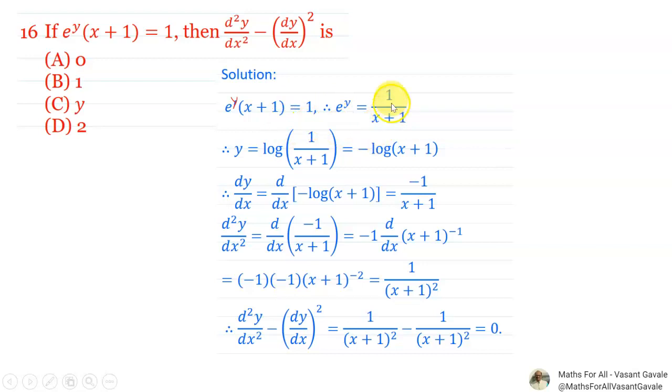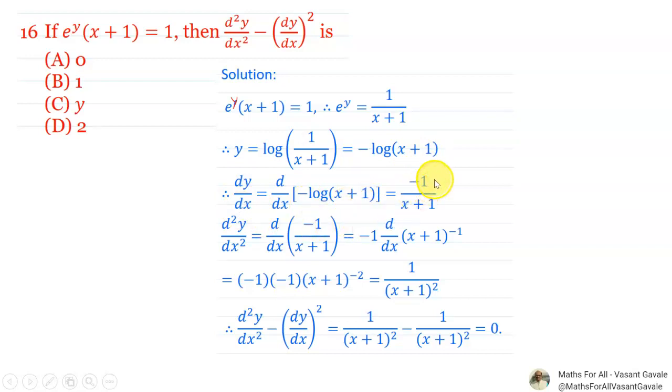Therefore e raised to y is equal to 1 upon x plus 1, and hence this exponential function can be converted into log. This e, if it goes to the other side, converts into log. Therefore y is equal to log of 1 upon x plus 1, which is minus log of x plus 1. That is the property of log. Okay, therefore dy by dx is equal to d by dx of minus log of x plus 1.